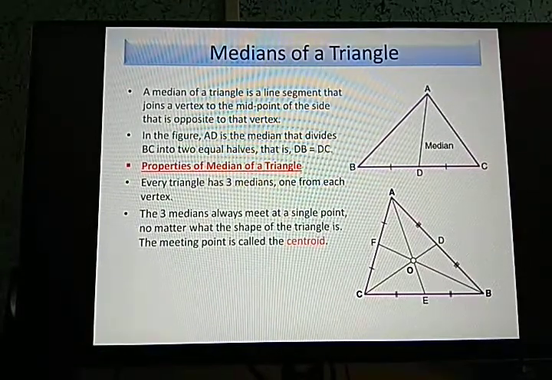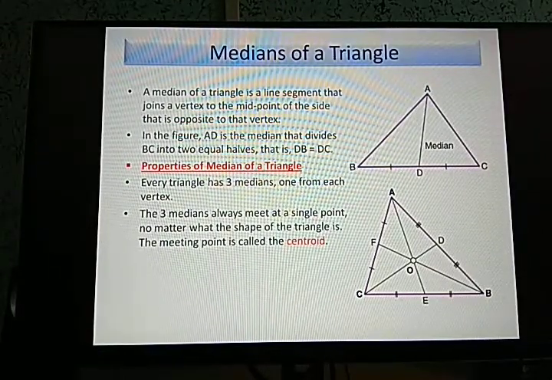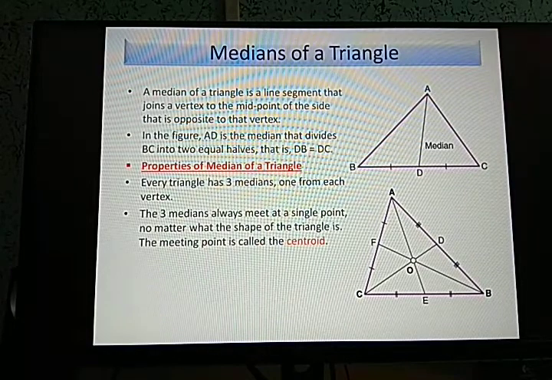No matter what kind of a triangle it is, there will always be three medians. As you can see in the figure, the three medians meet at one point, denoted by the point O. What is the name of this point? It has a special name: the meeting point is called the centroid. The point where the three medians meet is called a centroid.